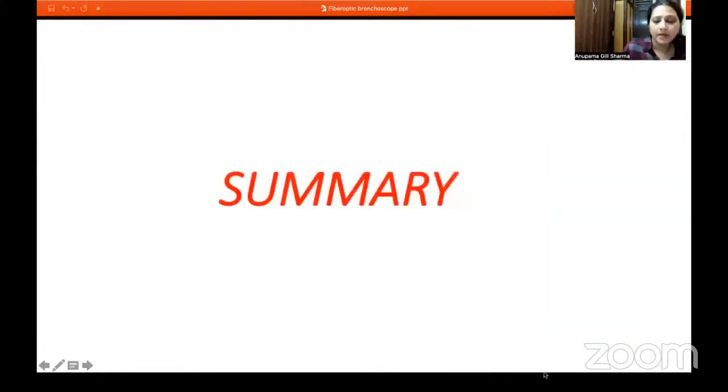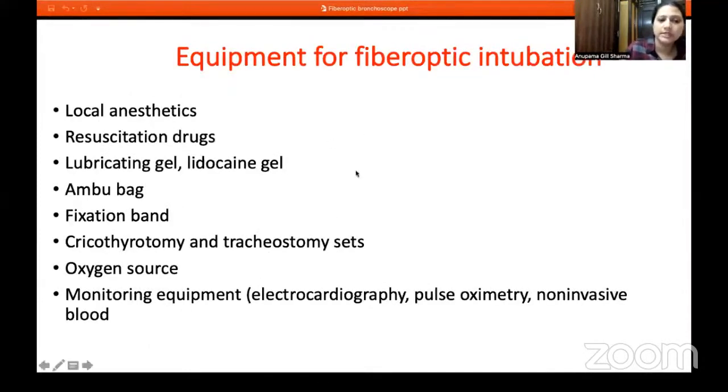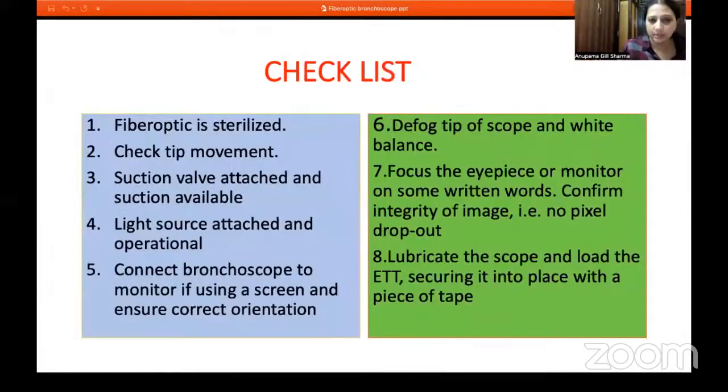This I have explained. To summarize, equipment for fiber optic intubation: one should be ready with a bronchoscope, oropharyngeal airways, nasopharyngeal airways, LMAs, and alternative methods of securing the airway in case your fiber optic intubation fails. Tillet, bougie, laryngoscopes of different blade sizes, two suctions, one for the fiber optic and one for oropharyngeal suction. Different endotracheal tube sizes from 5 to 8. Local anesthetic, resuscitation drugs, jelly, ambu bag, fixation band, cricothyrotomy and tracheostomy sets, oxygen source, and monitoring equipment.